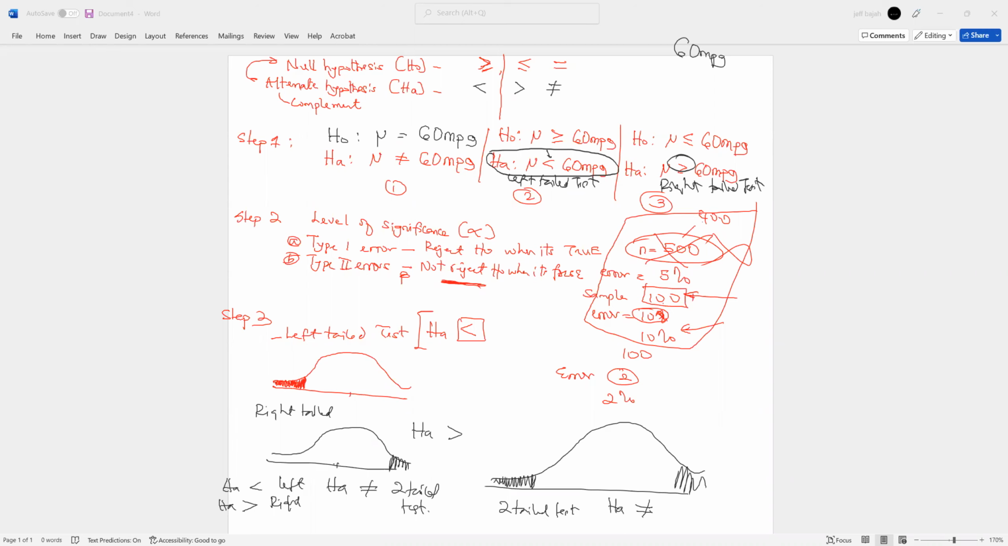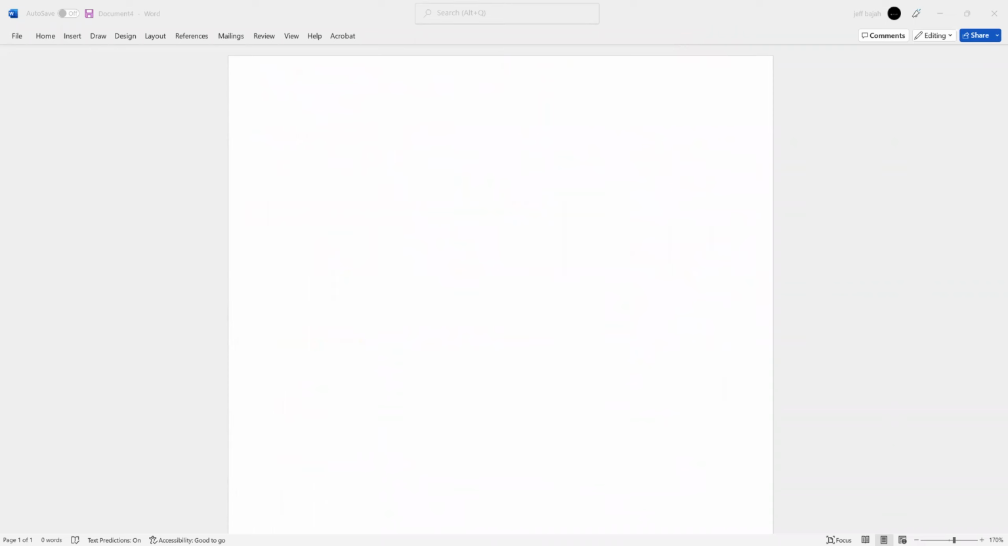Okay. Now let's move to step 4. You got a whole lot of steps to go. But once you understand the steps, solving the questions actually is not as difficult as it seems. You just follow the steps and you get your answer pretty easy, right? So let's look at step 4. Now, step 4 is what we call the test statistic.